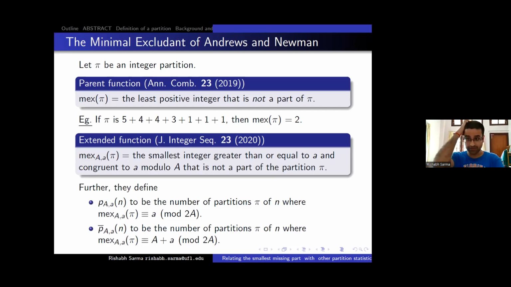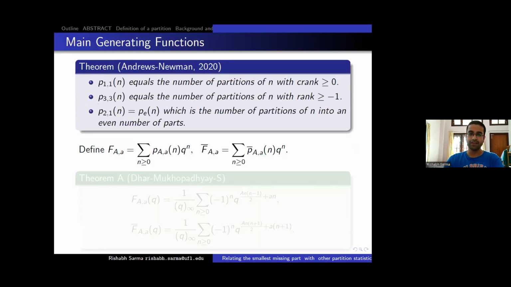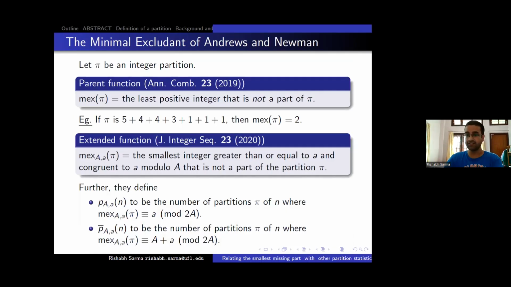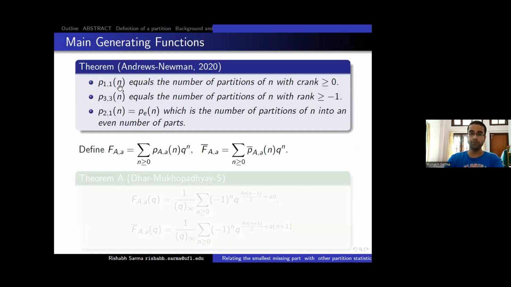One can't help but wonder how such a definition is motivated. What is the motivation behind such a definition? Indeed, it turns out that what they have in their paper is that this relates to the rank and the crank statistics. The MEX, when defined with a congruence condition in such a way, gives that P_{1,1} equals the number of partitions of n with crank greater than or equal to 0. Similarly, P_{3,3} relates to the rank, and P_{2,1} relates to a restricted partition.